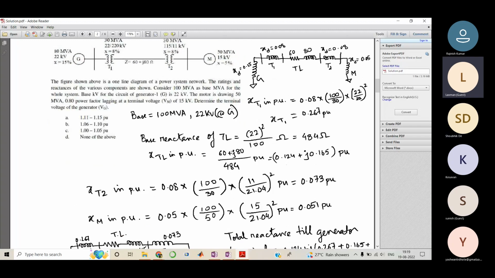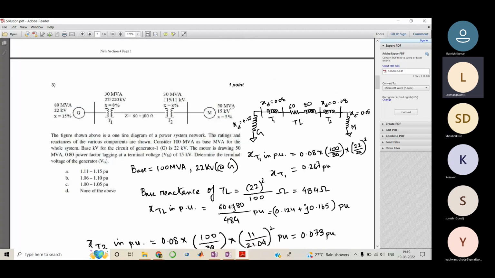Can you go to the question again? Here you see 30 MVA. It is mentioned for transformer one. How can I consider that one? Is that the three phase rating of the transformer, or is it a single phase rating of the transformer? How should I take that one?